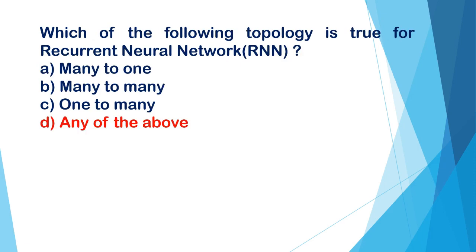Which of the following topology is true for recurrent neural network or RNN? A. Many to one, B. Many to many, C. One to many, D. Any of the above. And the correct option is D.